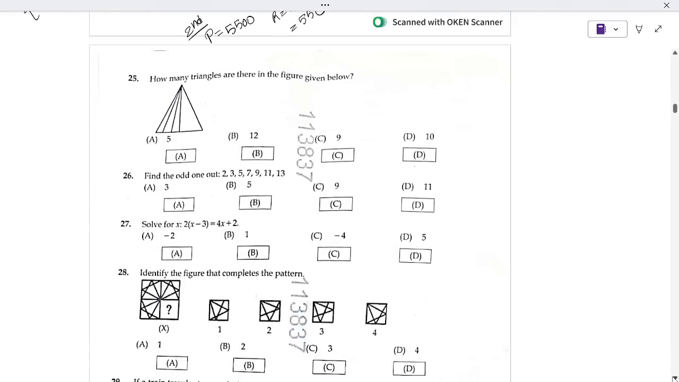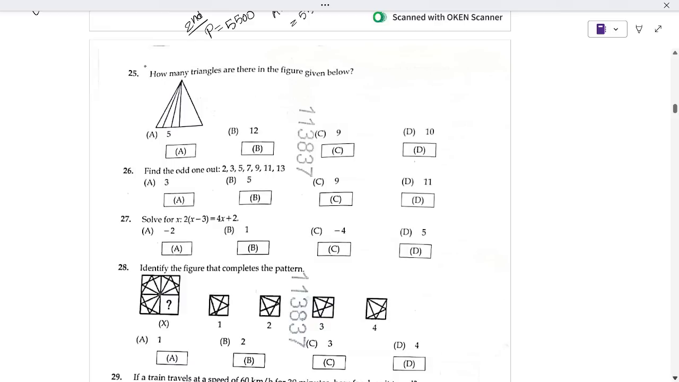Next one, how many triangles are there in the 25th figure? This is figure counting. Alright, this is figure counting. Here, for triangles, this is the shortcut: here 1, here 2, here 3, here 4, that means 1 plus 2 plus 3 plus 4 will give us 10. So here D is the answer.